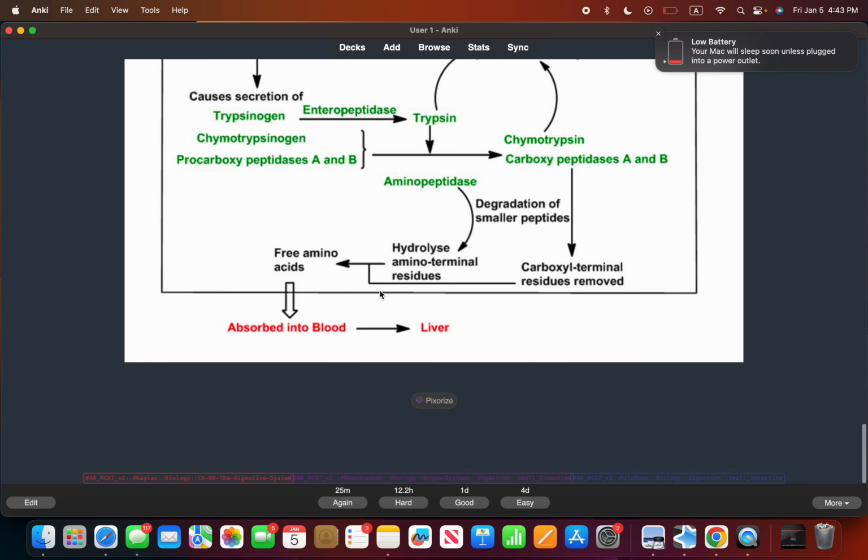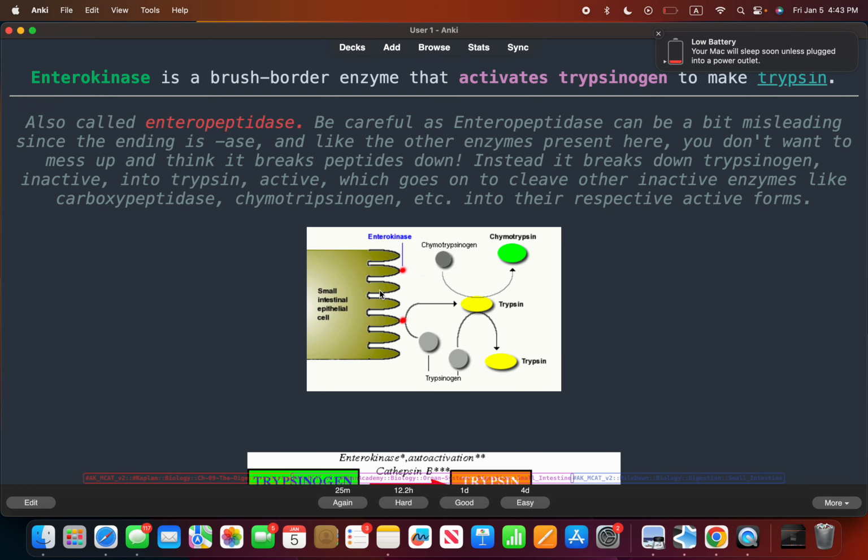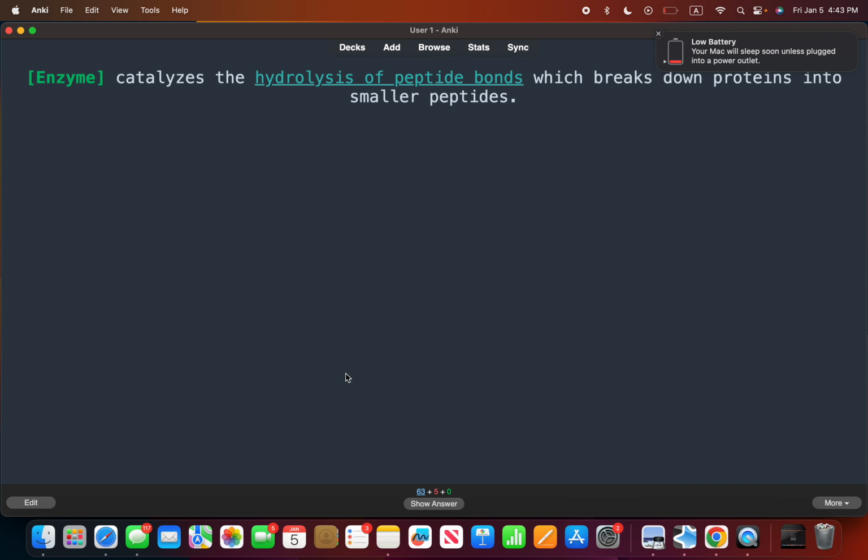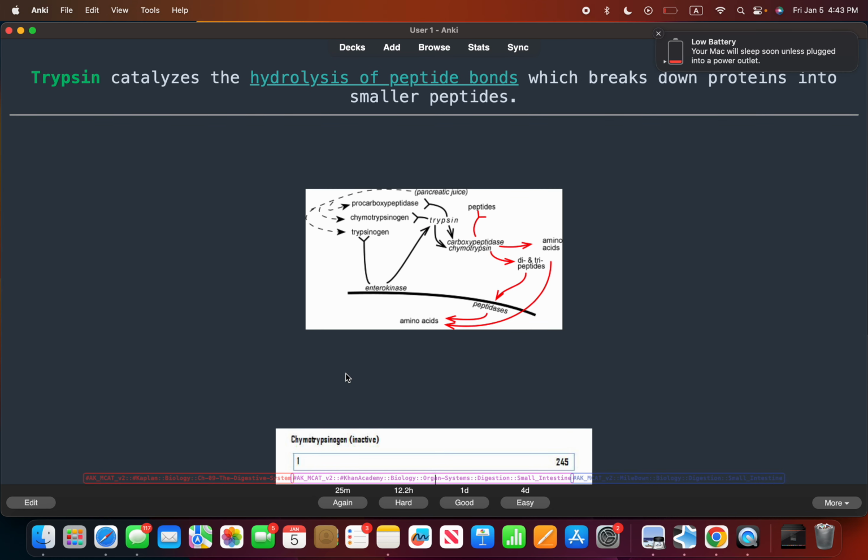That was a comprehensive lecture on trypsin and trypsinogen. What enzyme catalyzes the hydrolysis of peptide bonds, which break down proteins into smaller peptides? Should be aminopeptidase. Trypsin catalyzes the hydrolysis of peptide bonds.